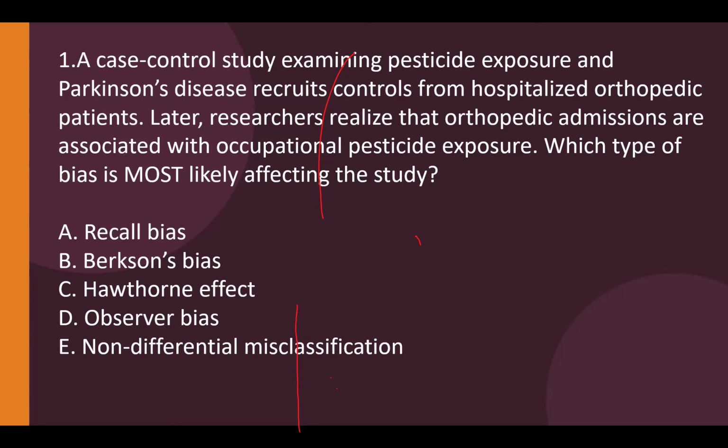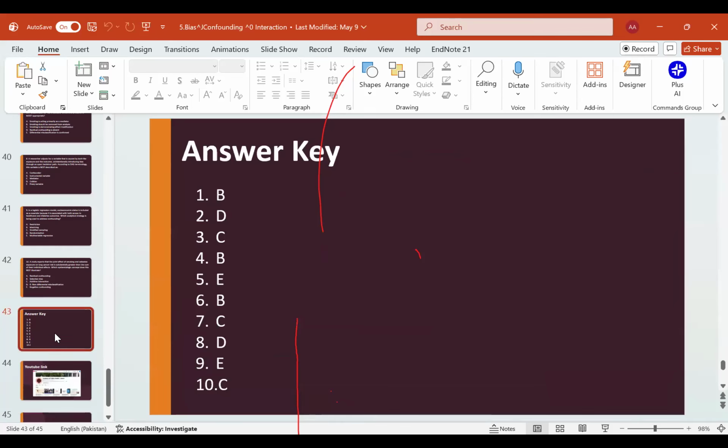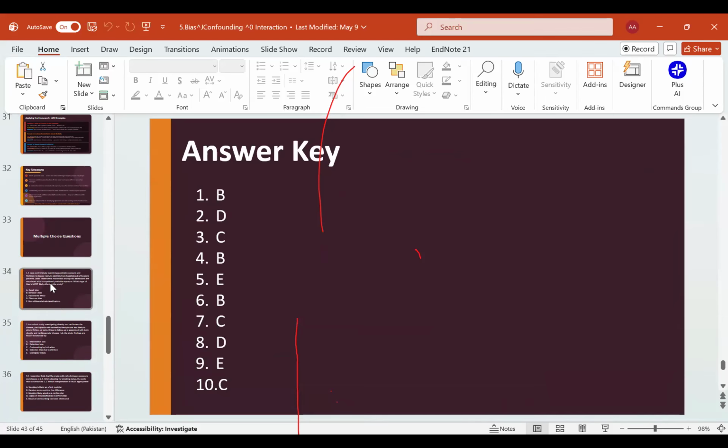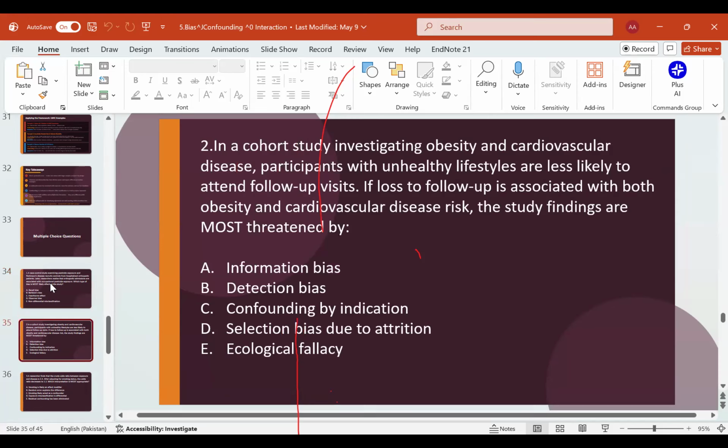Let me just quickly check the key. One second. Either B or D. Yes, B is the answer because it is a hospital-based type of study. So it is Berkson's bias.